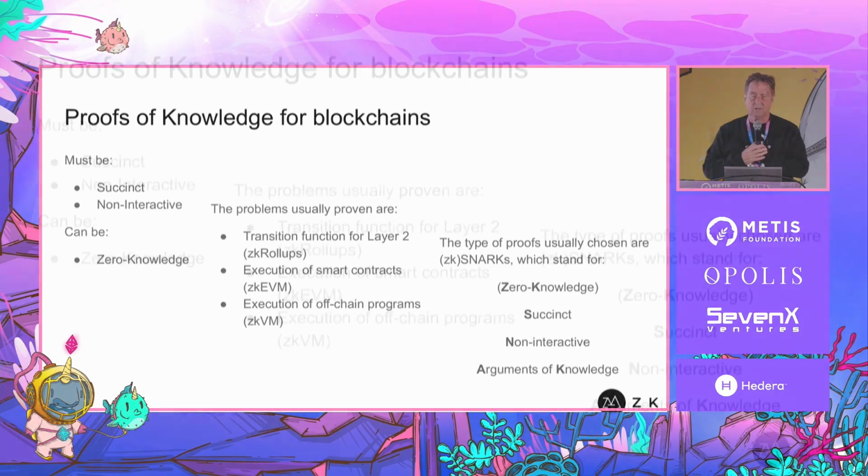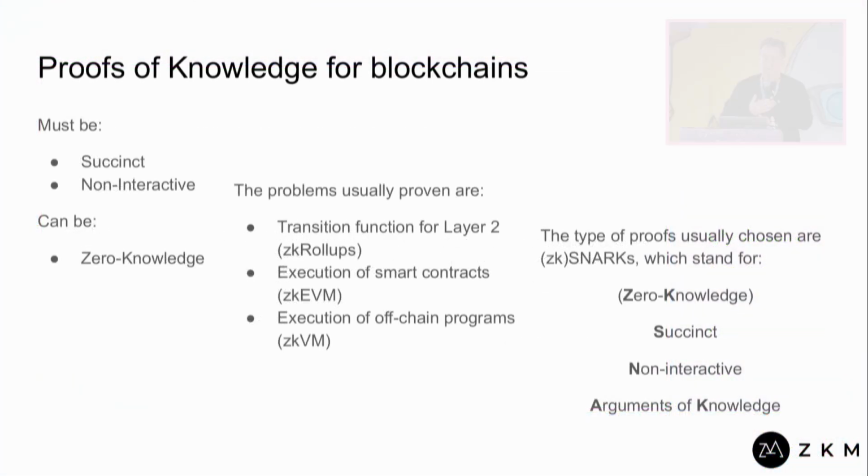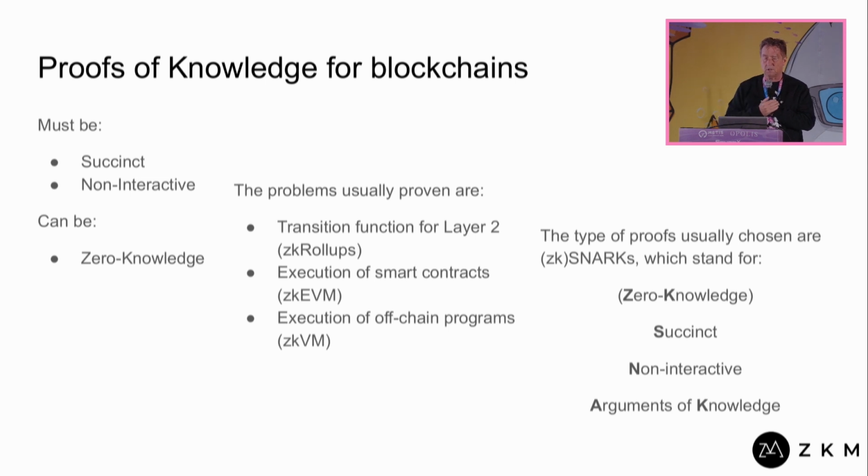Now, in the context of blockchains, these proofs of knowledge should be succinct, as I said. They should be non-interactive. We want to avoid interaction between the prover and the verifier for a couple of reasons. And they can be zero knowledge, so they can provide privacy, but they don't have to. The problems to which we apply these proofs of knowledge can be the transition function for layer 2, which are ZK rollups, and the execution of smart contracts, which is the zkEVM.